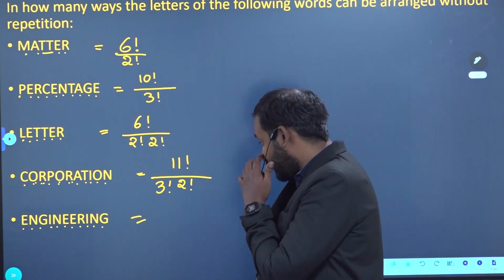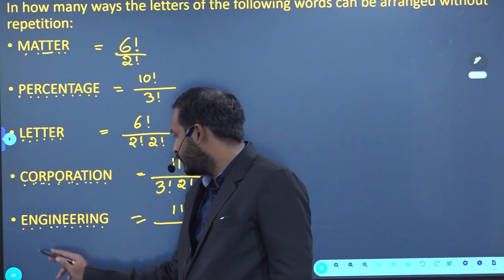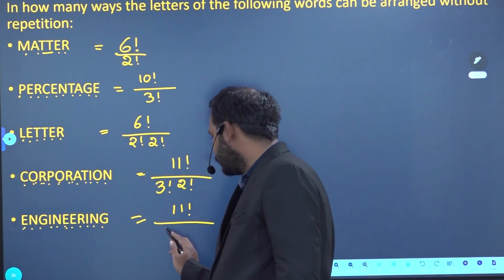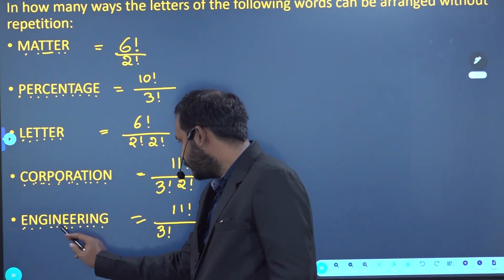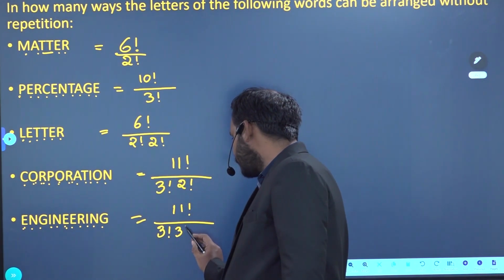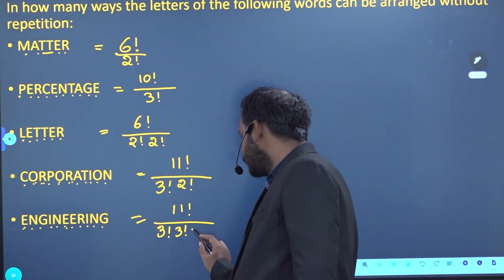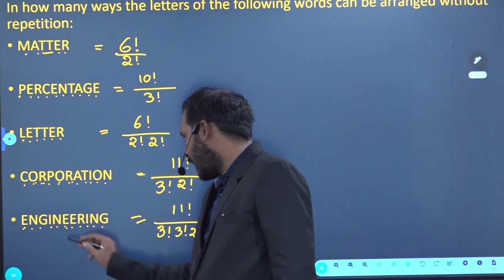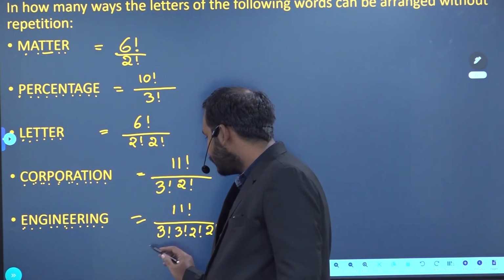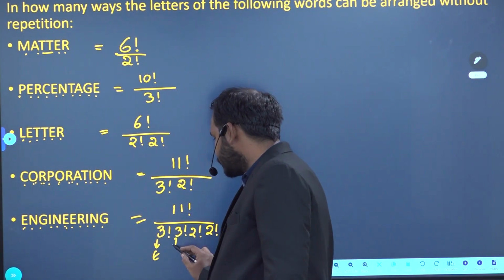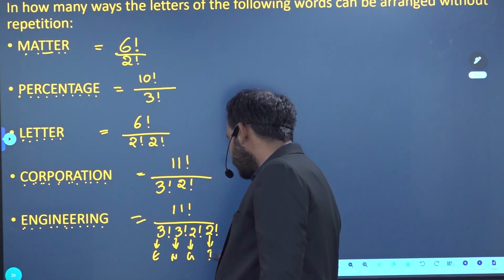Okay, so total 11 are there. So 11 factorial by E was repeated for how many times? 1, 2, 3. 3 factorial. Next N was repeated 1, 2, 3. 3 factorial. Next G was there 2 times. So 2 factorial. I was there 2 times. So 2 factorial. This is for E, this is for N, this is for G, and this is for I.